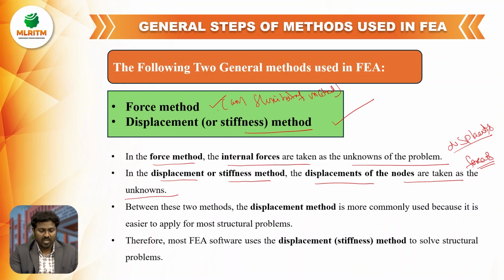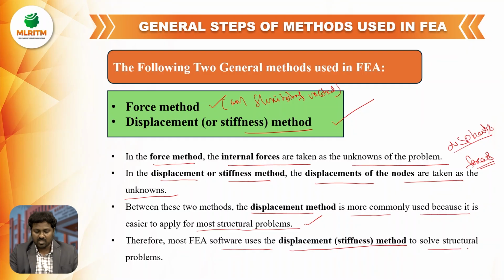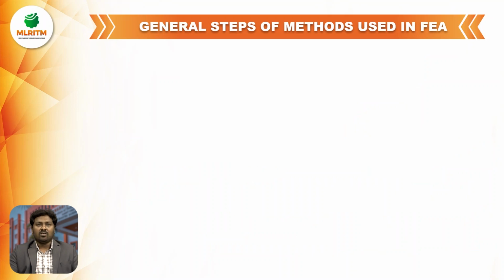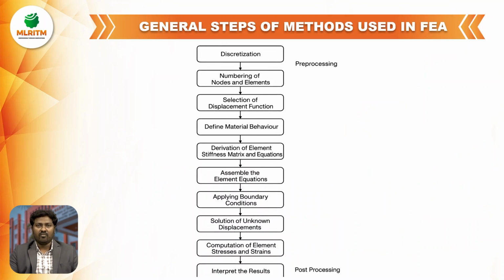By using these two methods, which method is more useful for engineering problems? The displacement method is more commonly used because it is easier to apply and to find solutions for most structural engineering problems. The entire FEM analysis can be done using software. So finally, of the two methods, the displacement method is more commonly used for structural engineering problems. We have around 10 steps involved in the finite element method to find the displacements and forces.